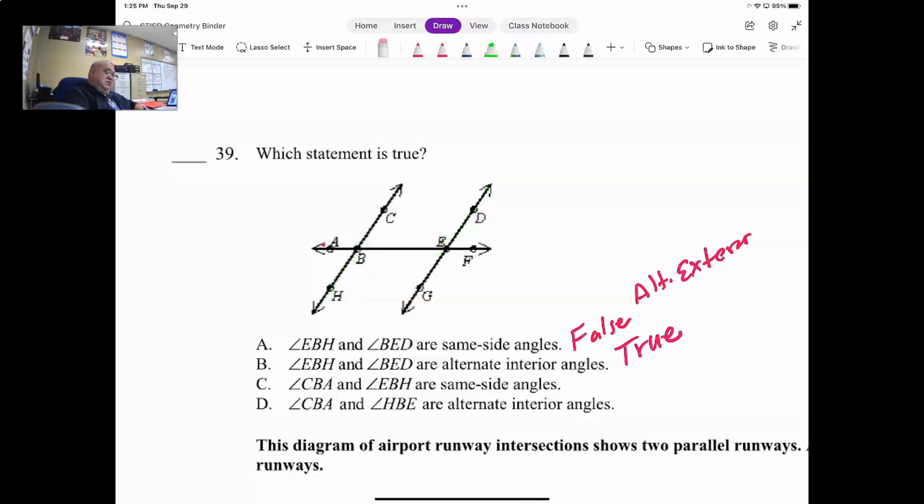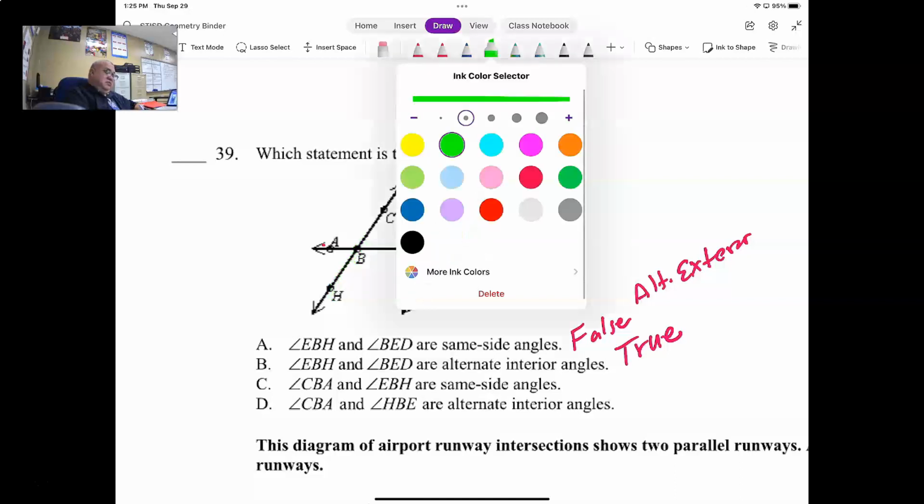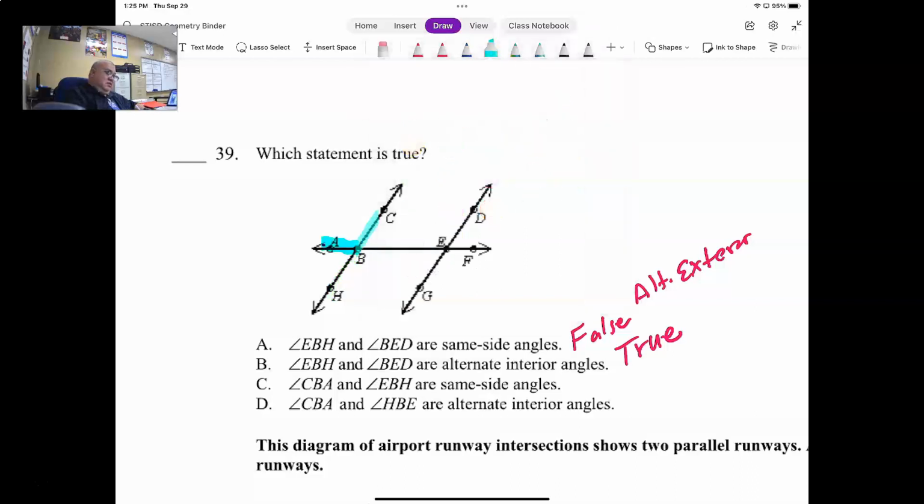I'm going to go through each answer, okay? CBA, which is this angle, and EBH, those are same side interior. Actually, no. Remember, in our lessons, what type of angles are they? That's correct, they're vertical angles. Okay, those are vertical angles.